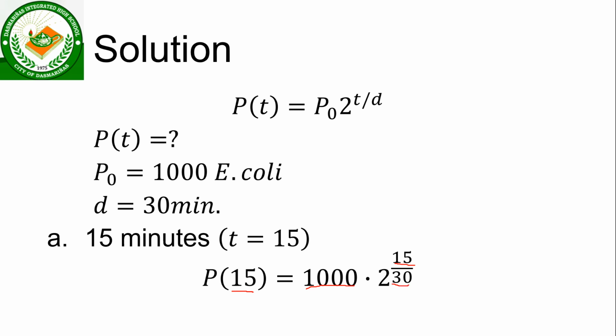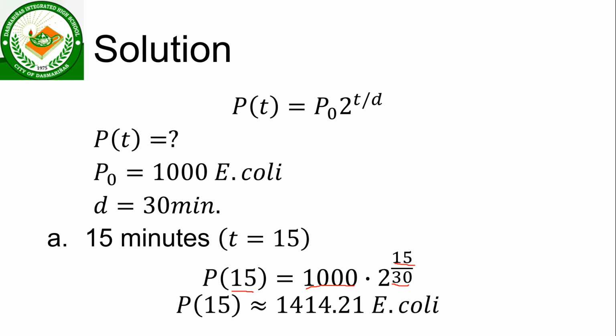So now, I just want you to input this on your calculator: 1,000 multiplied by 2 raised to open parenthesis 15 divided by 30. I'll give you a few seconds to solve, or you can pause this if you want. Now, the result or the answer is P of 15, or the population in 15 minutes, is approximately equal to 1,414.21 E. coli. Since E. coli is a bacteria, the number of bacteria should be a whole number, so we can just consider 1,414. We can just remove 0.21.